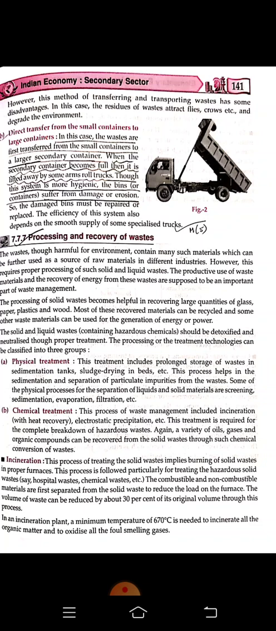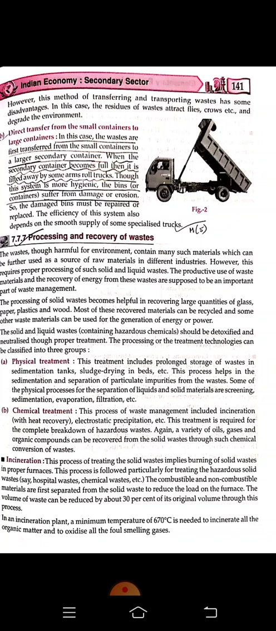The solid or liquid waste containing hazardous chemicals should be detoxified, or neutralized, through proper treatment. The treatment techniques can be classified into three groups: physical treatment, chemical treatment, and biological treatment. So, physical treatment. This treatment includes prolonged storage of waste in sedimentation tanks and sludge drying in beds, etc.